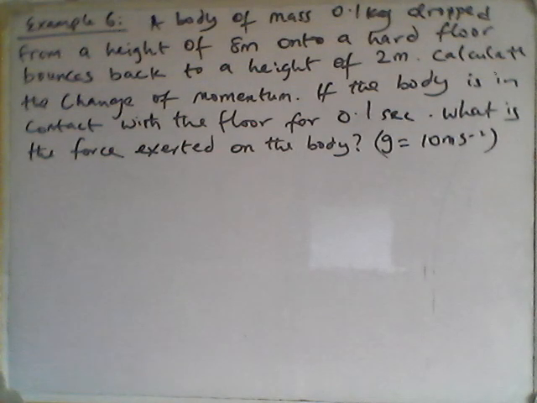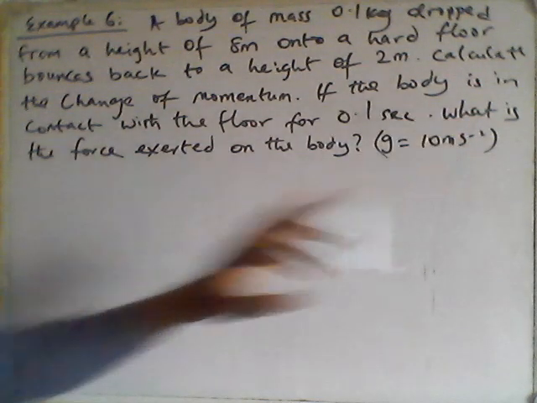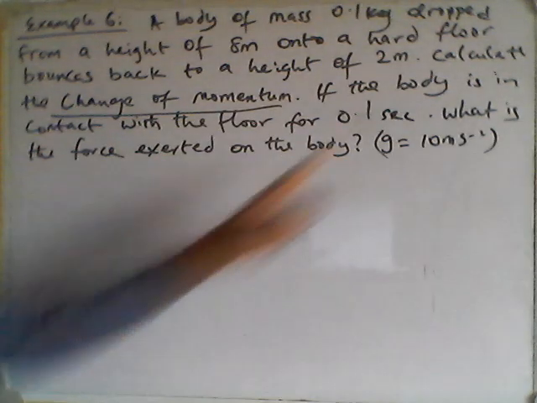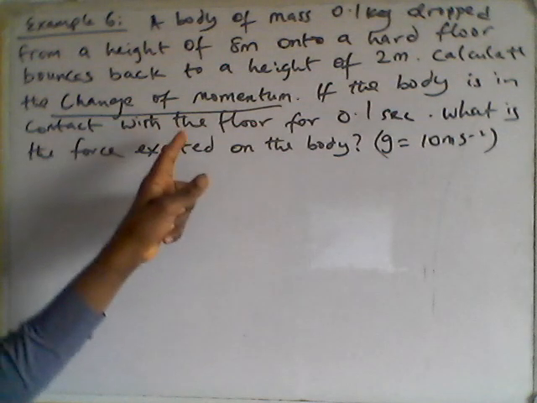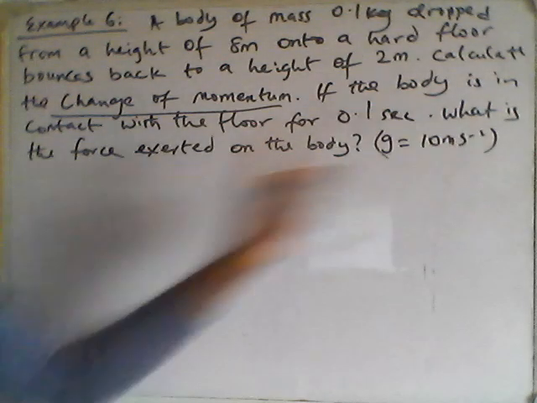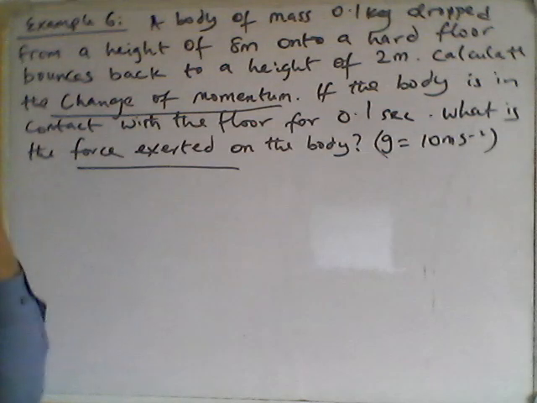Okay, so we have the question on the board, number 6. It says, a body of mass 0.1 kg dropped from a height of 8 meters onto a hard floor bounces back to a height of 2 meters. Calculate the change of momentum. Then, if the body is in contact with the floor for 0.1 seconds, what is the force exerted on the body, given that gravity is 10 meters per second squared?